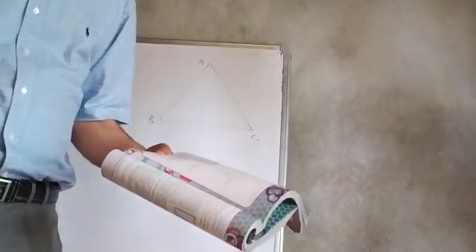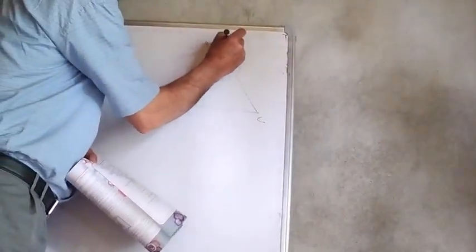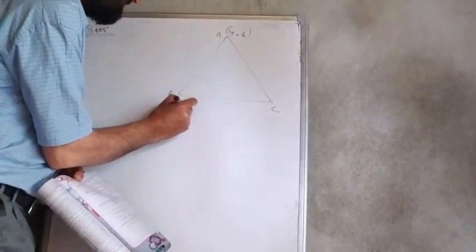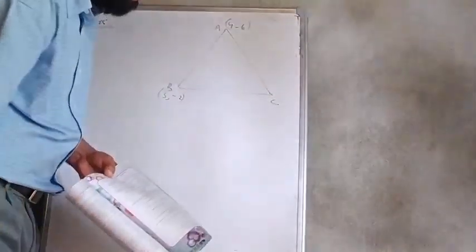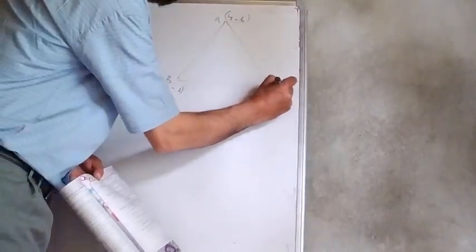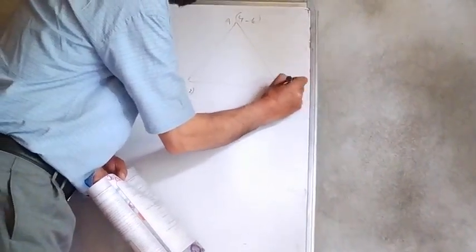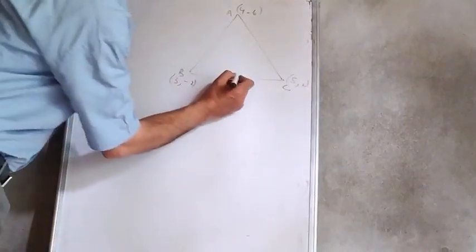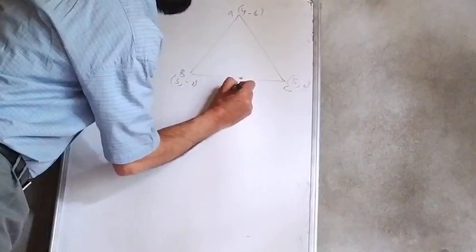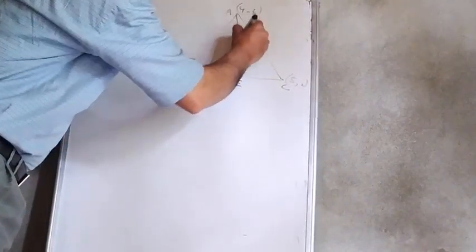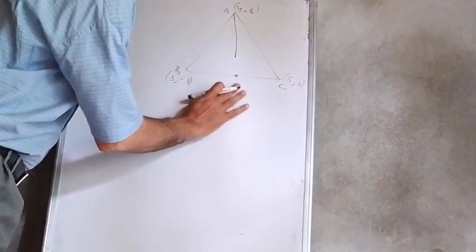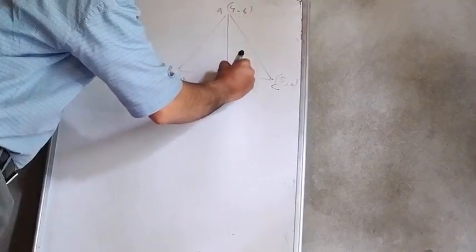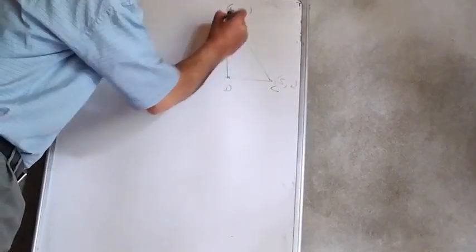Let us prove this. A has coordinates (4, -6), B has coordinates (3, -2), and C has coordinates (5, 2). Now, let D be the midpoint of BC. Let us join AD. So AD is the median.